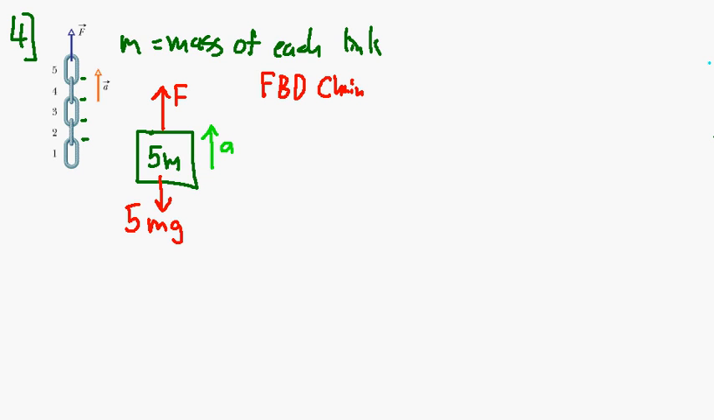Let's do this in dark blue. I'm going to say y is going up, and we can put x like that if we feel like it, but obviously there's no x component. So there's our y and our x, and here's our dot, with applied force F and weight 5mg.